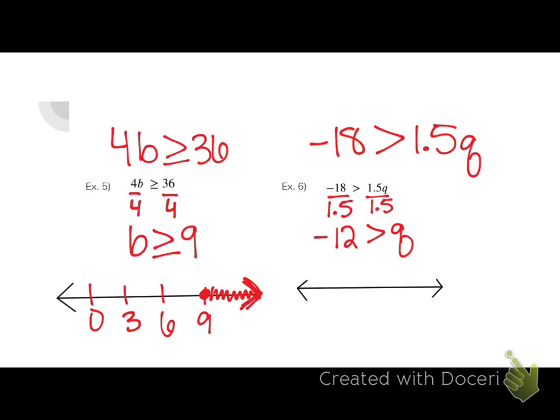No, we need to switch the variable to be on the left, which means our symbol flips over as well. Notice that when we flip things around, we're not changing any of the signs except for that symbol in the middle. So this was a negative 12. It's still a negative 12. We're just rearranging it. Counting by 3s would work. I'm going to do 4s just because I made a small line there.